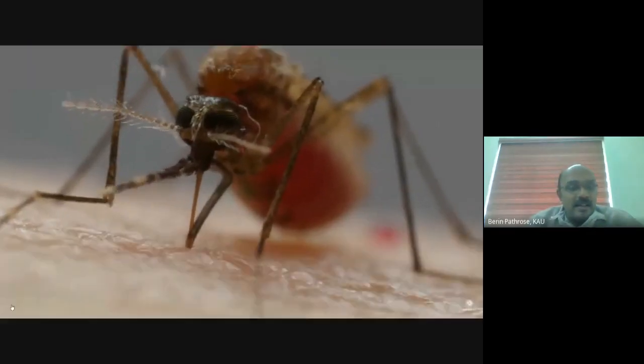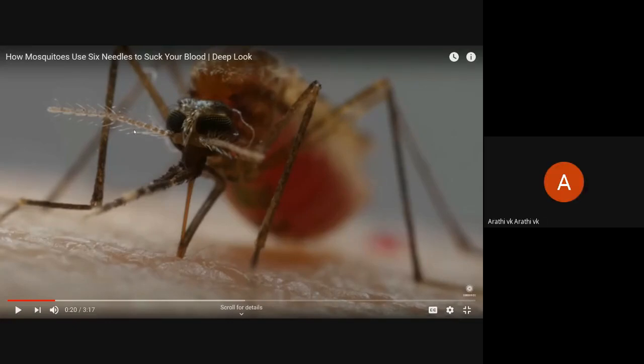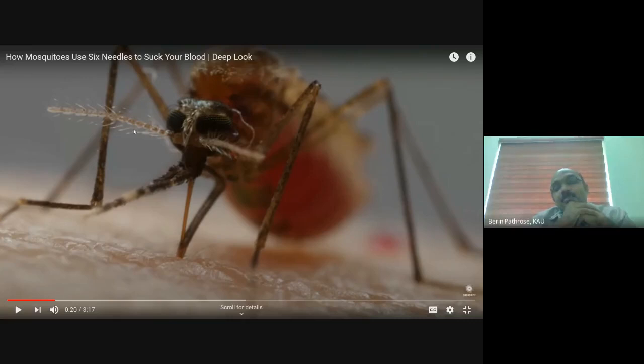See the antennae. Can anyone identify the type of antennae? This one? No. Can anyone? No. Pilus. It is a pilose antenna.